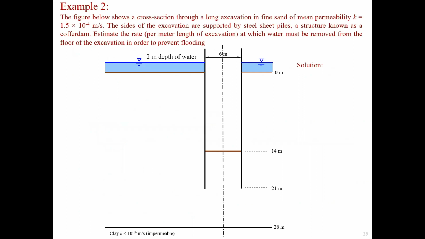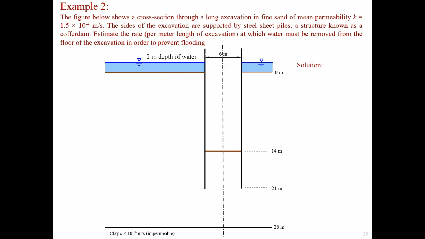Now we go to some interesting part. I would like to show you 2 examples to help you better understand how we draw the flow nets and how we do the calculation accordingly. That's really important, so I hope you pay more attention to it. The first one: the figure below shows a cross section through a long excavation in fine sand. The permeability K that's given is 1.5 times 10 to the power of -4 meters per second.